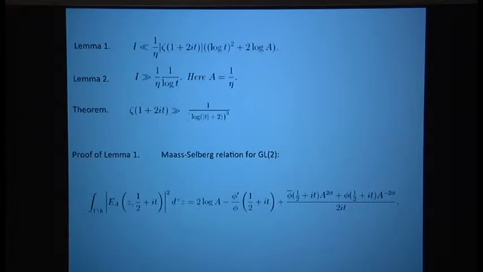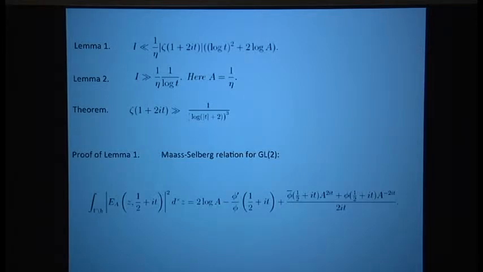And actually this phenomenon is not special to GL(N). The main term comes from the logarithmic derivative of phi if the truncated Eisenstein series is from a cuspidal Eisenstein series. It's a general phenomenon.